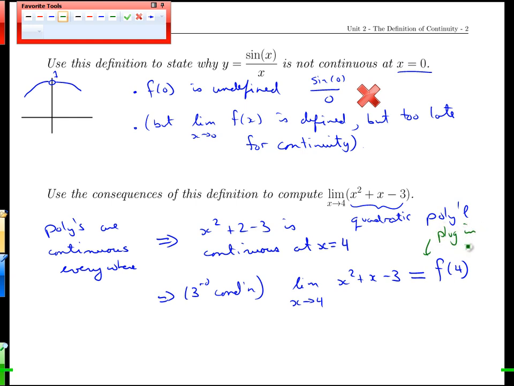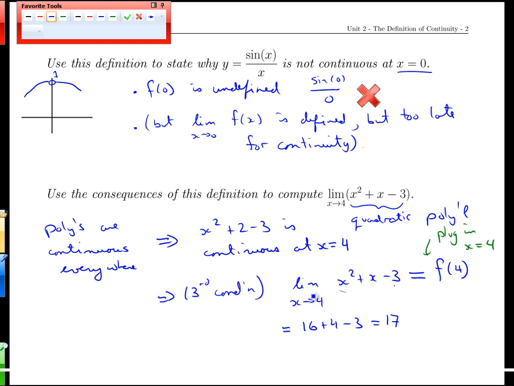Plug in x equals 4. And if that's the case, then we can simply plug in the values here. We can skip this step when we write it on paper. But we say this function is continuous, so as x approaches 4, we're going to end up exactly where we would go if we just plugged in x equals 4, which would be 16 plus 4 minus 3, or y equals 17.